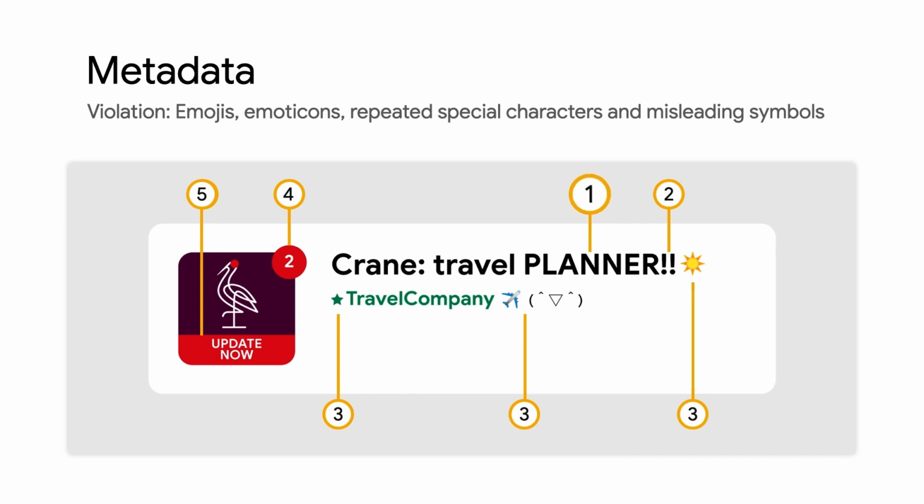This app has the word planner in all caps, even though it is not part of the brand name. It includes special character sequences, for example, consecutive exclamation points, that are irrelevant to the app. It uses emojis, emoticons, and special characters. It also uses a misleading symbol, the new message dot indicator at the upper right of the icon, when there are no new messages. And finally, it includes a misleading text that says, "Update now." We'll take action on these violations starting this September.